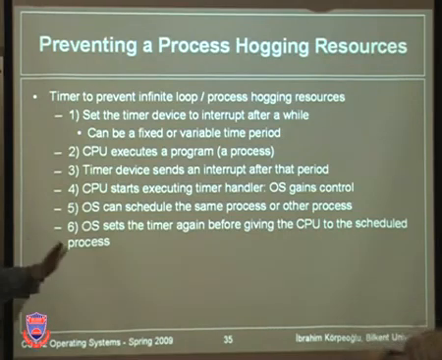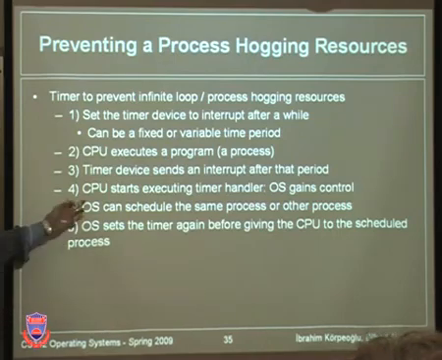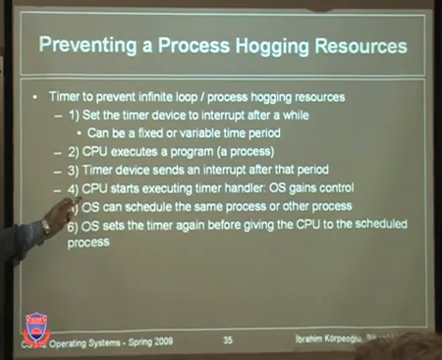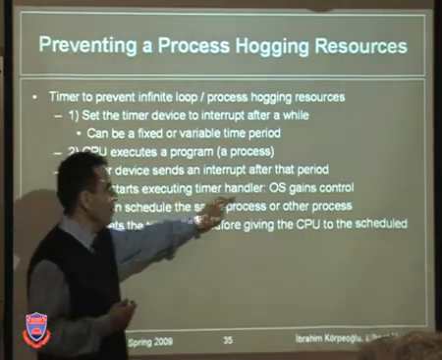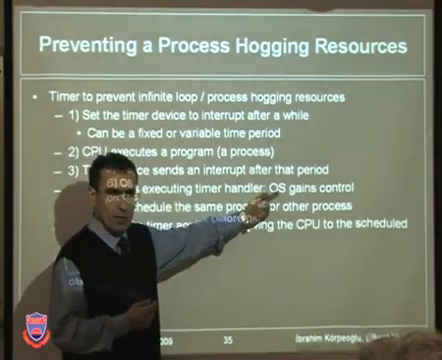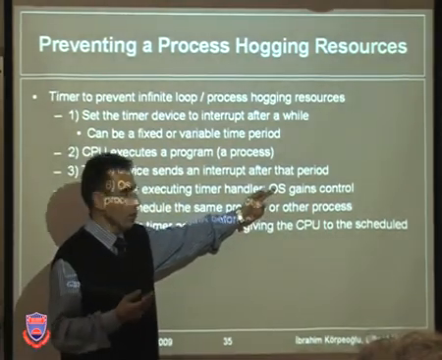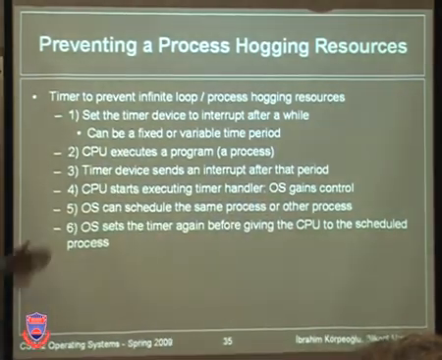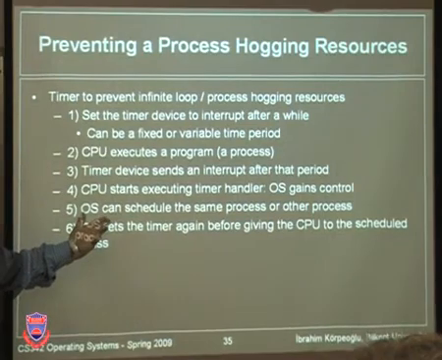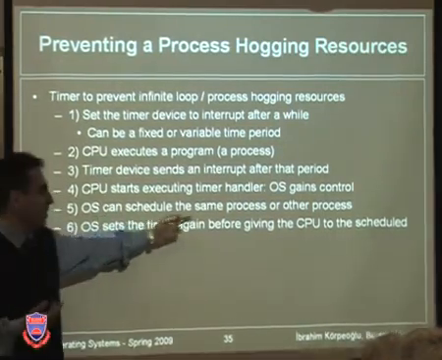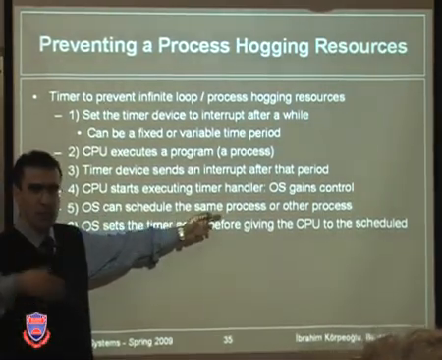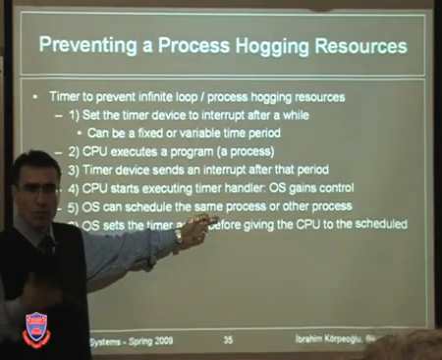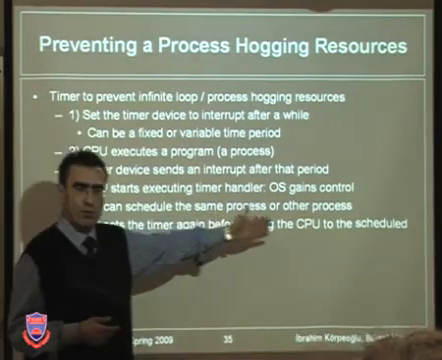So you give the operating system the chance to run on the CPU. The CPU starts executing the timer handler of the operating system, a function of the operating system. In this way, the OS gains control of the CPU and can do whatever it would like to do. It can schedule, for example, the same process on the CPU so that it continues looping, or it may decide to run another process.